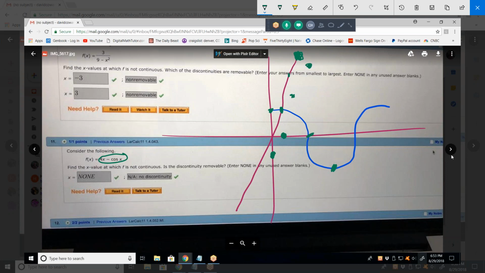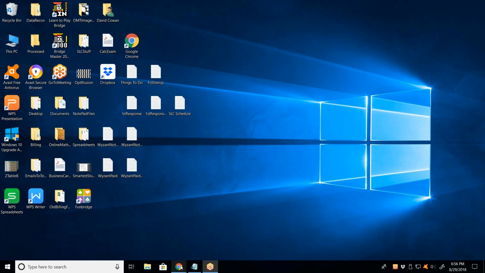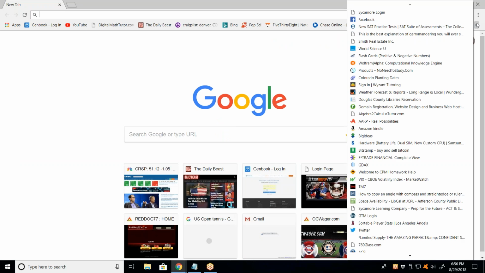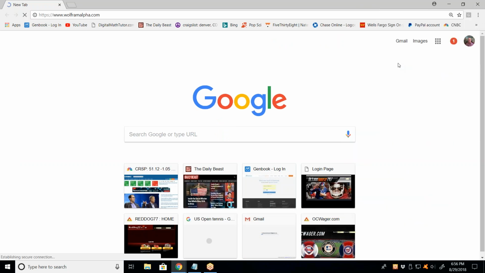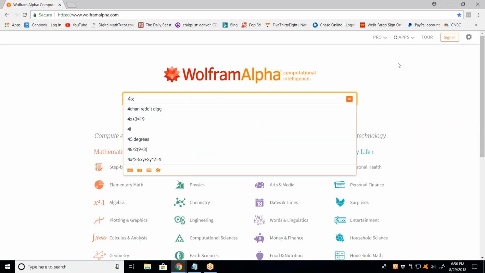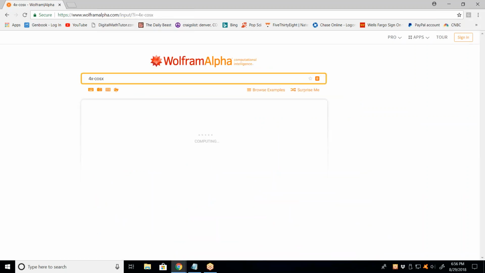Now, just to be clear, let me introduce you to another program. Have you ever been on Wolfram Alpha? Yeah, I've seen it before. They have a bunch of widgets. It is a terrific math site. It's called a computational knowledge database, but it really is a math site. Okay? I'm going to graph 4x minus cosine x just to show you what that graph looks like.